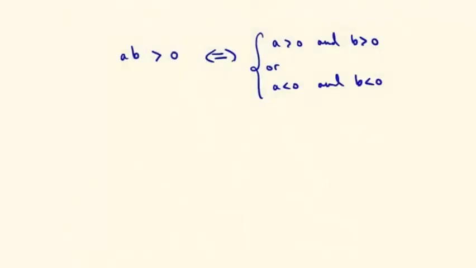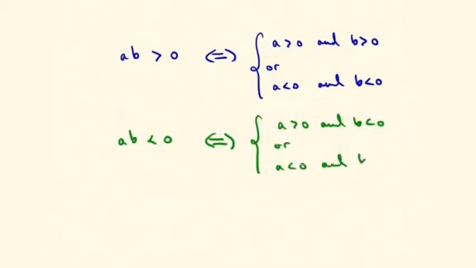The product AB is positive precisely when both the factors have the same sign. They're either both positive or both negative. On the other hand, the product AB is negative precisely if A is positive and B is negative, or A is negative and B is positive. In other words, if the two factors A and B have different sign.